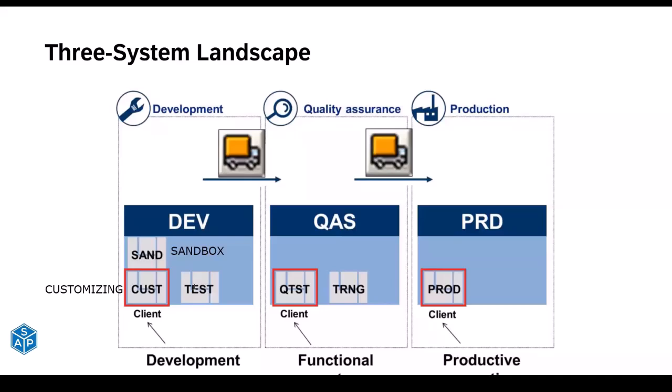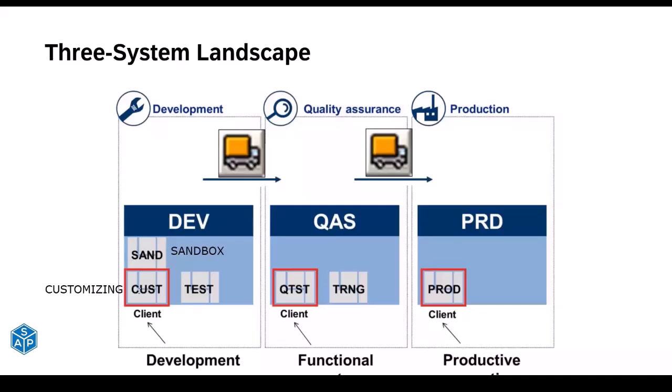But it is not hard-coded that you will have only these 3 clients in development. It depends on your functional team and the functional requirement. They might have only 2 clients, for example a test client and a customizing client. They might also have more than 3 clients, as per your functional consultants. So these are the different clients which are available.